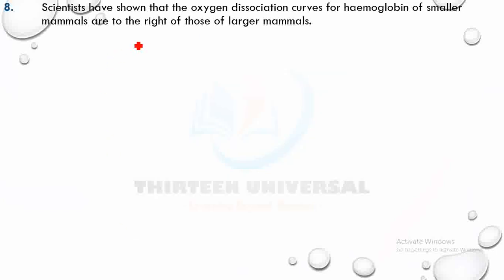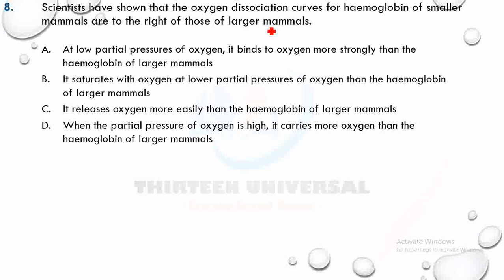Scientists have shown that oxygen dissociation curves for hemoglobin of smaller mammals are to the right of those of larger mammals. So the curve is to the right of those of larger mammals. Let's see the implication. Pause the video. I like this question. Pause the video and try it first by yourself.